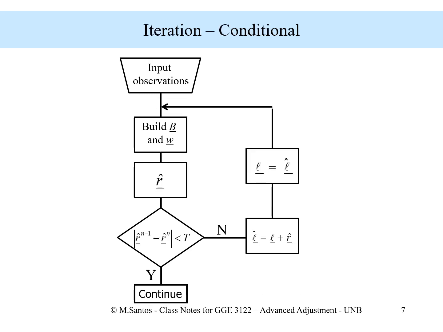Similarly, in the conditional case, we will use the collected observations to evaluate numerically the second design matrix B and the misclosure vector W. We will then estimate the least squares residual vector r hat and start the iterative process by computing the least squares observation vector L hat and using it to reevaluate matrix B and vector W. The process continues until the difference between consecutive values of r hat is less than a certain predefined threshold value.